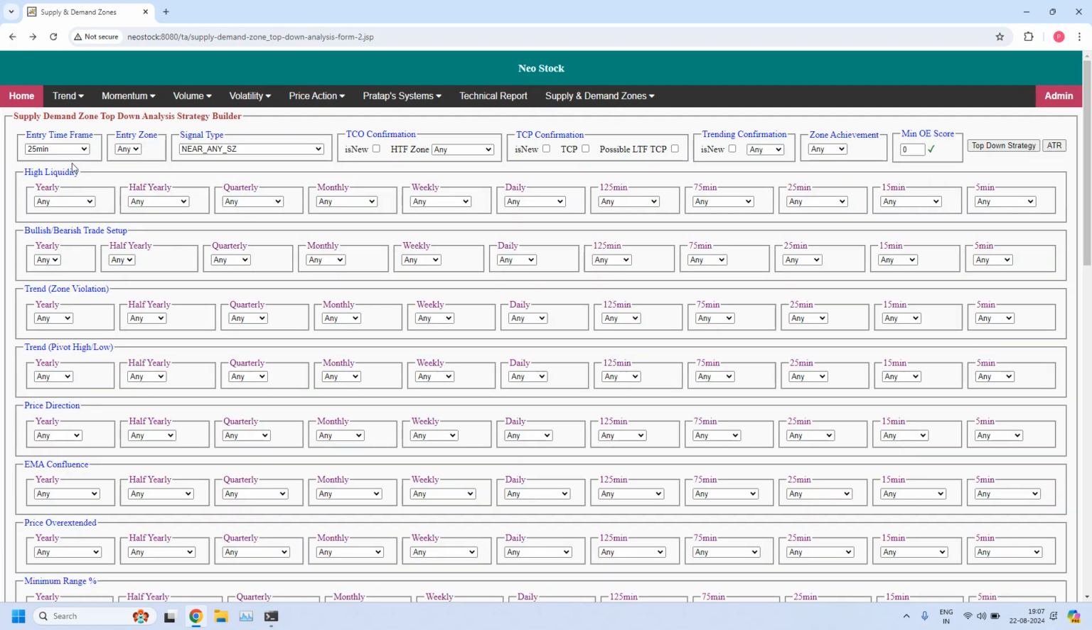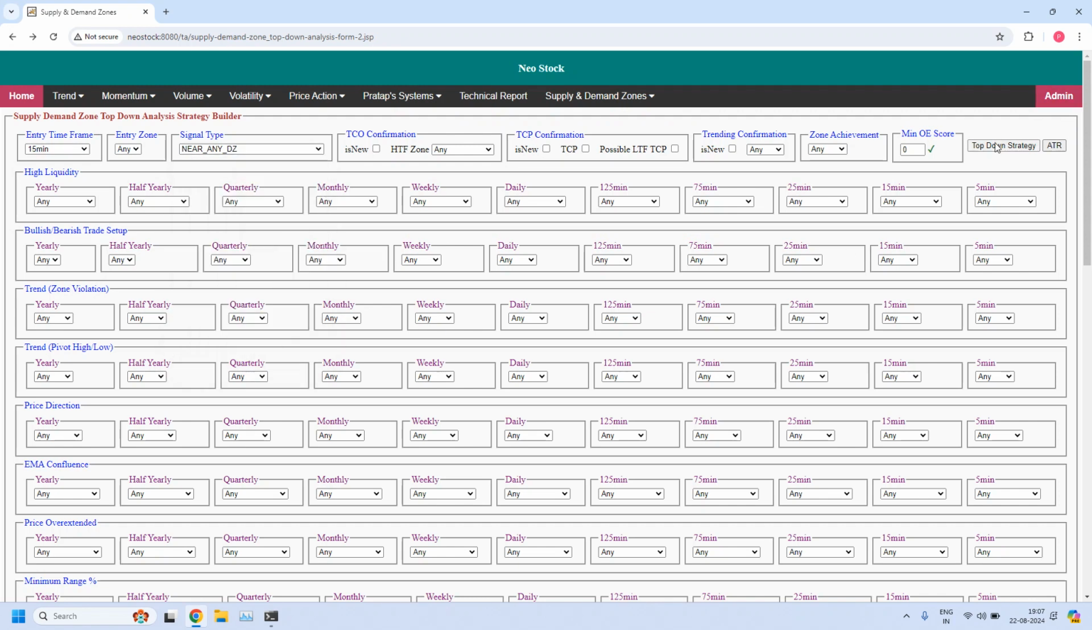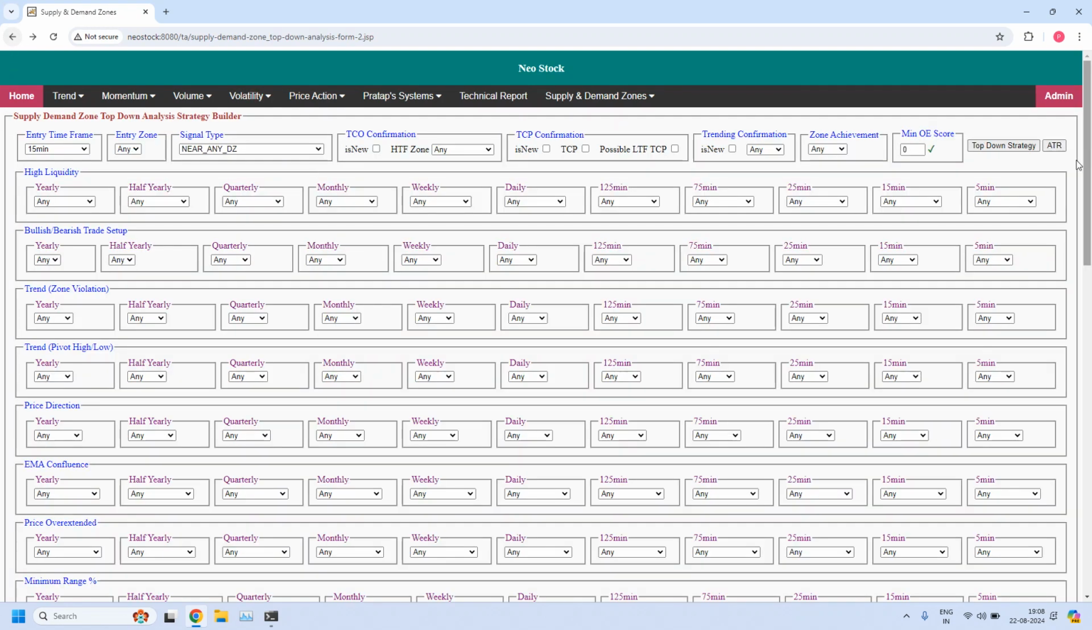The next time frame is 15 minutes. Let us find the stocks near the 15 minutes demand zone. 8 stocks are filtered near the 15 minutes demand zone. Okay, from these 8, let us check how many of the stocks have demand zone confluence with the ITF time frame. LTF is 15 minutes, that is the entry time frame. So for 15 minutes, ITF is 1 time frame higher, that is nothing but the 75 minutes time frame. So let's look for 15 minutes and 75 minutes demand zone confluence.